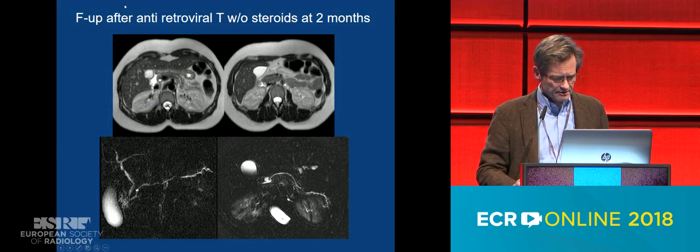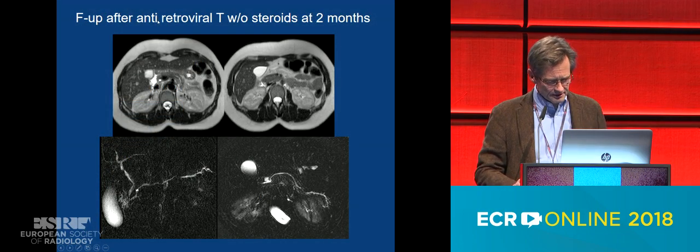So we decided to start the antiretroviral therapy without any steroids in this patient, and this is the control MRI at 2 months after the administration of this therapy. And you see how the pancreas changed. So now you have a normal volume of the pancreatic parenchyma, a normal signal. As I mentioned to you previously, on T2 weighted imaging, the signal should be quite similar to that of the normal liver.